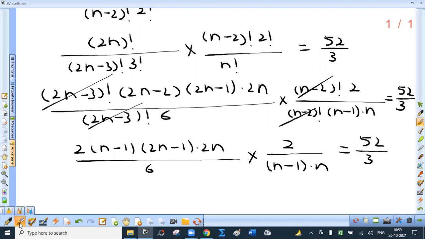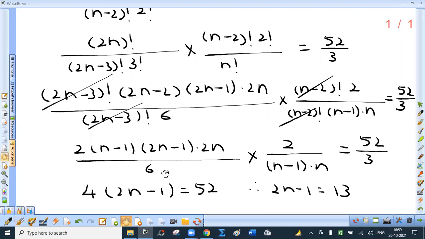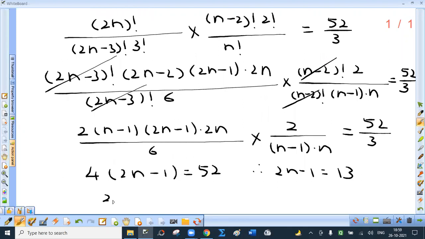Let's check this. What remains is 4 times 2n minus 1 equal to 52. So what is 2n minus 1? It is 13. So 2n equal to 14. So n is nothing but 7.